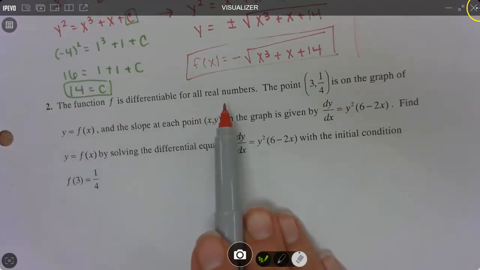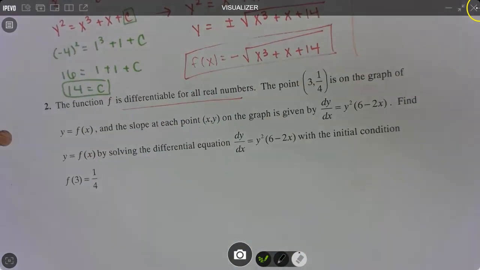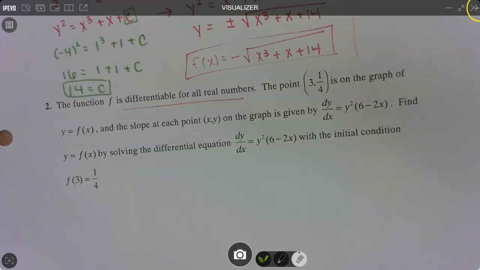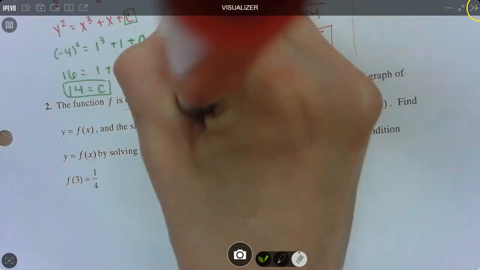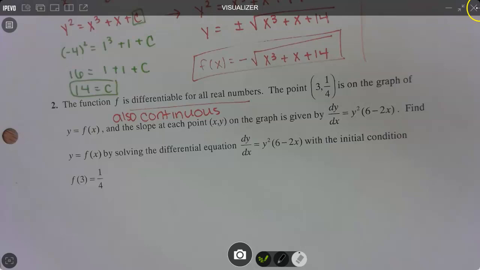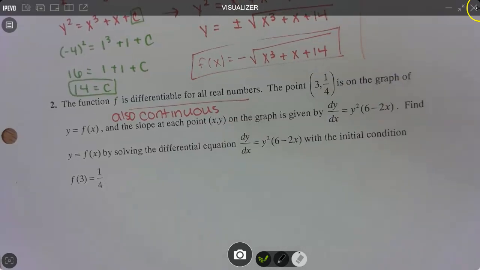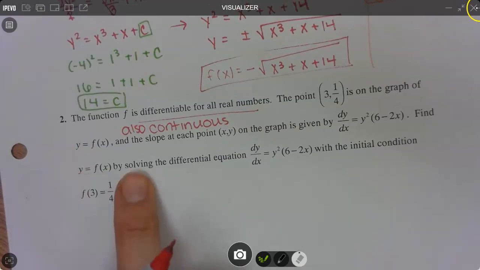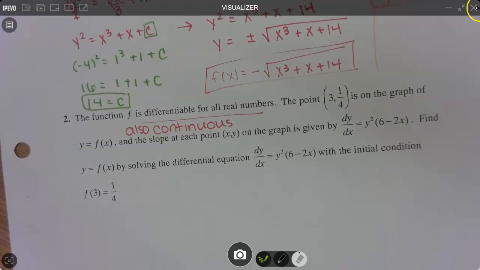Okay, function f is differentiable for all real numbers. So again, that's kind of important. Differentiability implies it's also continuous. The point (3, 4) is on the graph of the original function, and the slope at each point is given by dy dx. Find the original function by using dy dx with that given initial condition.